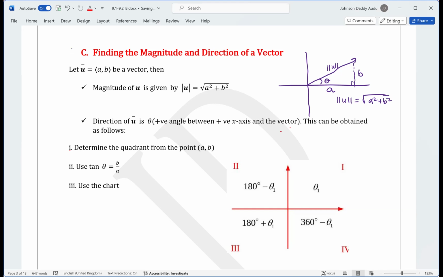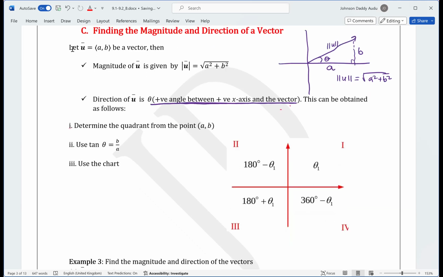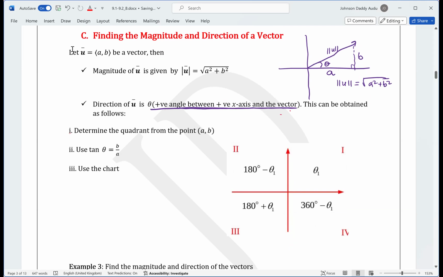Now the direction is given by theta. But what is this theta? The theta has to be a positive angle. It must be positive, and it must be an angle formed between the positive x-axis and the vector itself. If you are in the first quadrant, this theta will be our direction. So if you are in the first quadrant, you can find theta, and from here you can see that tan theta is equal to B over A.